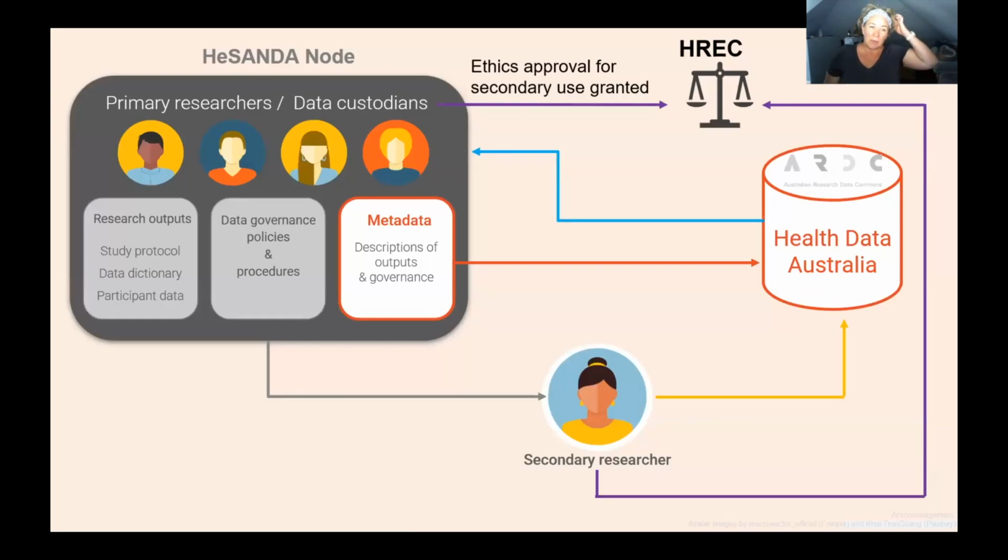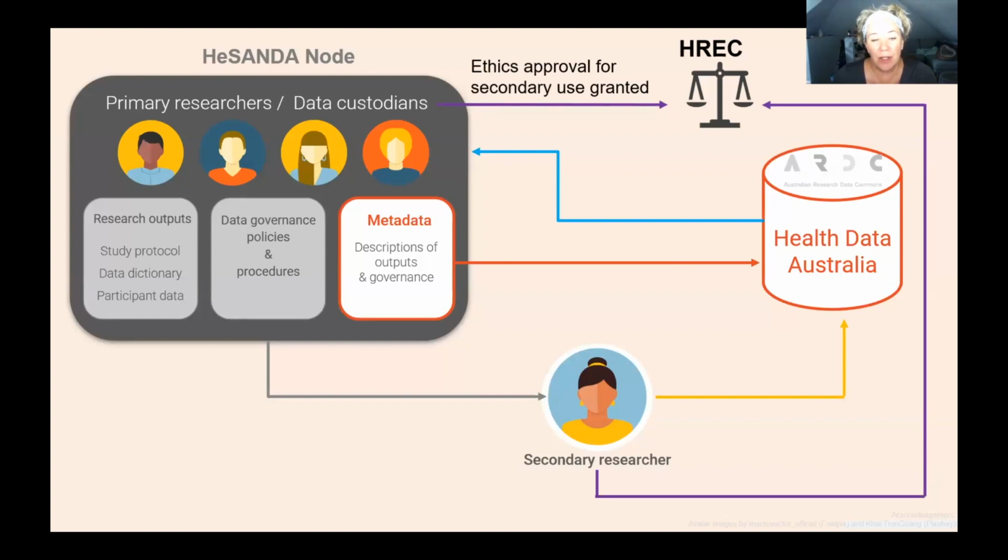So how does it work? Well, the primary researchers, the trialists who are the data custodians, collate their trial metadata, which is research outputs, study protocols, data dictionaries, data governance policies and procedures, but not the individual patient data. That's very important. And they list it on the HASANDA's data catalogue, which is called Health Data Australia. And then secondary researchers, who are the people who want to on-use the data, can access and search that. They can discover the data through that, accessing the metadata catalogue.